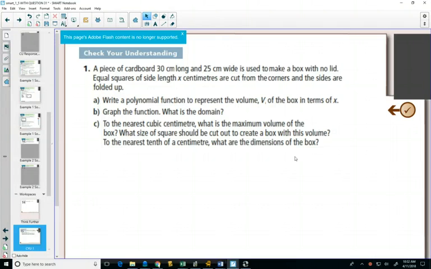You've got your piece of cardboard, 30 centimeters long by 25 centimeters wide. You're making a box without a lid. Draw a picture to represent this, and then figure out what your polynomial function will be, and see if you can graph it.